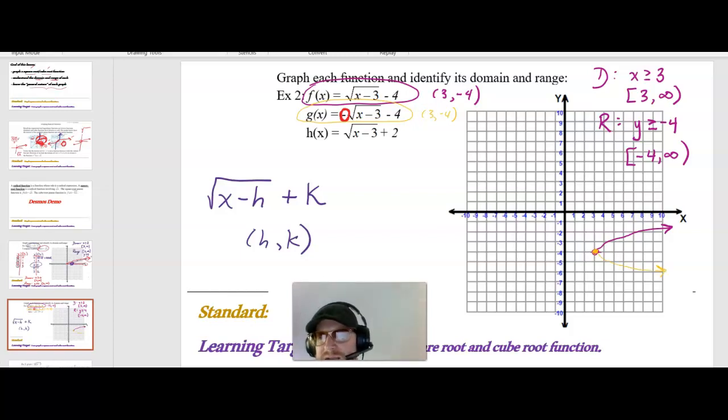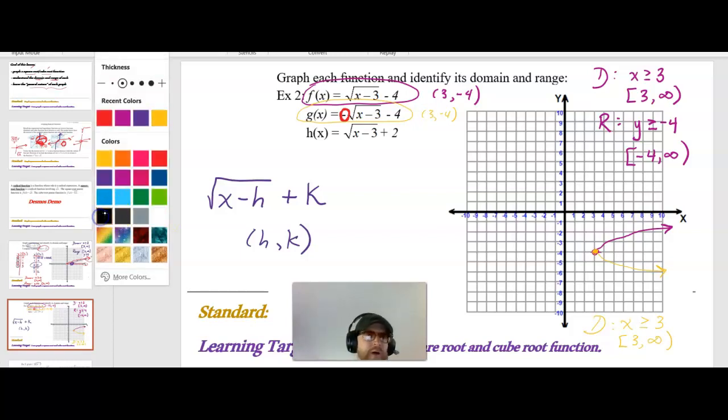So let's find the domain. The domain is still 3 to infinity. So the domain is still all x values greater than or equal to 3. So the domain did not change, 3 to infinity, but the range did. And I'm going to put this in bold, in a darker color, because this is where most mistakes happen when people write the range.